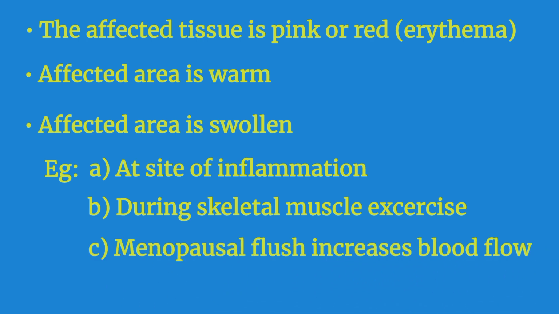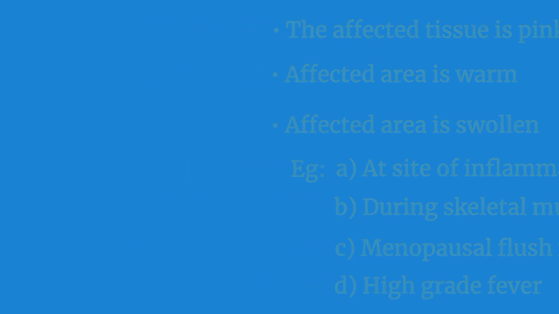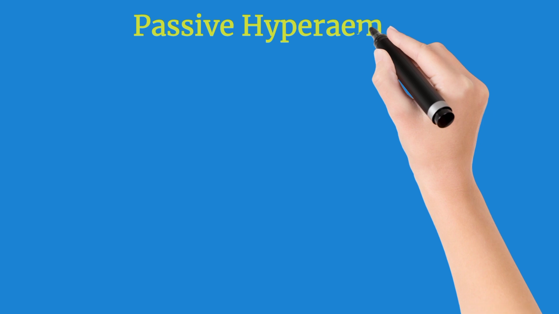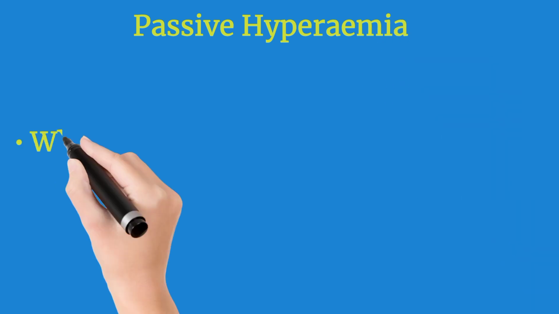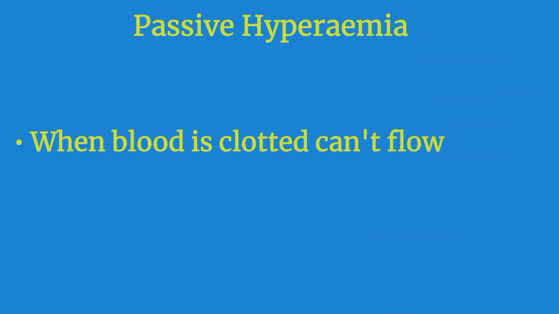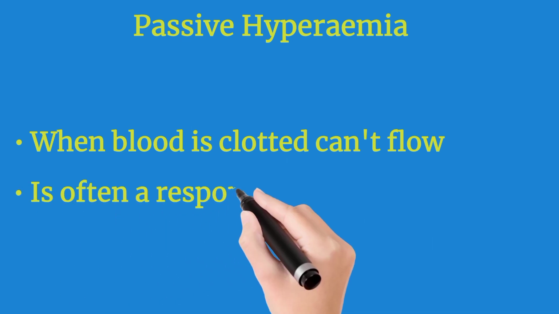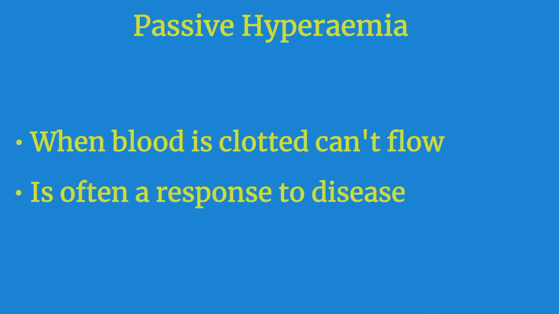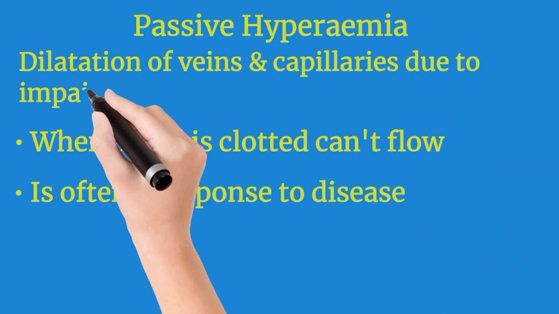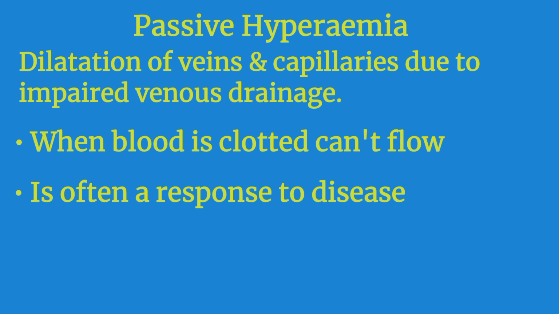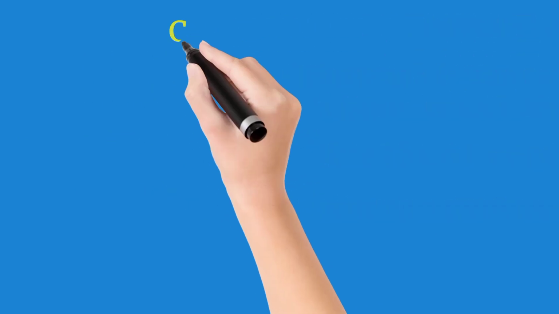Now let's see passive hyperemia. As we have already discussed, passive hyperemia is pathological, that is often related to disease, often a response to disease. It happens when blood is clotted and it can't flow. Now what is the proper definition of passive hyperemia? It is a dilatation of veins and capillaries due to impaired venous drainage which results in passive hyperemia or venous congestion. Let's see what is congestion.